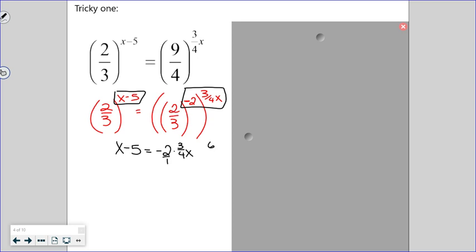2 times 3 is 6. 1 times 4 is 4. Simplify the 6 over 4. We're looking at -3/2. I don't have a calculator up here with me, so I'm going to continue to talk in fractions here.